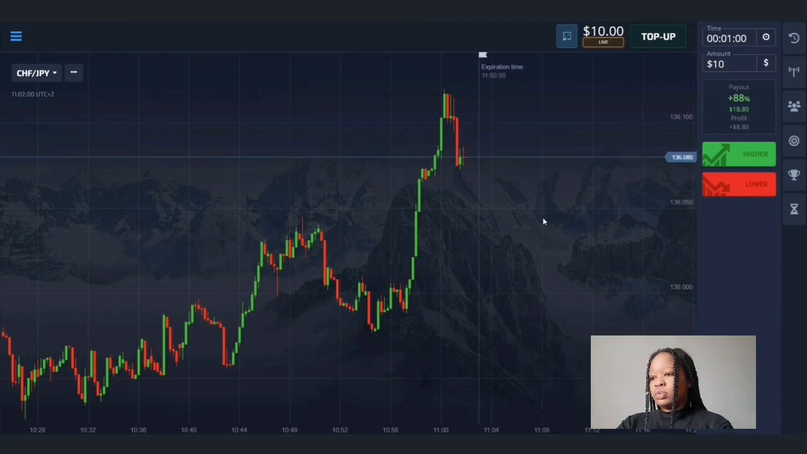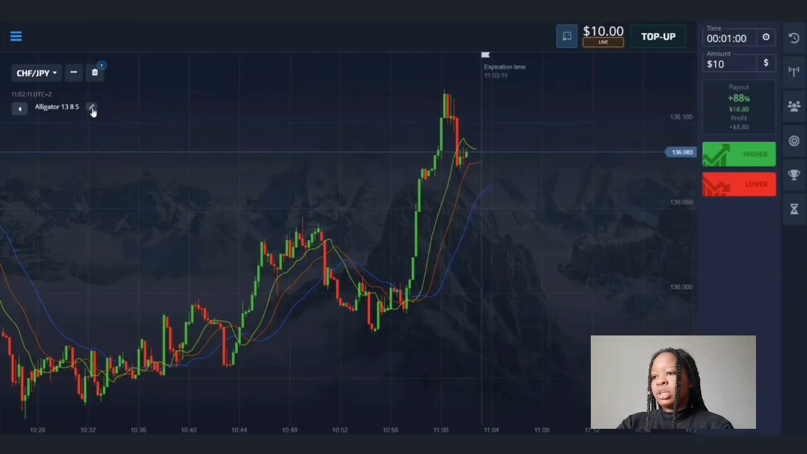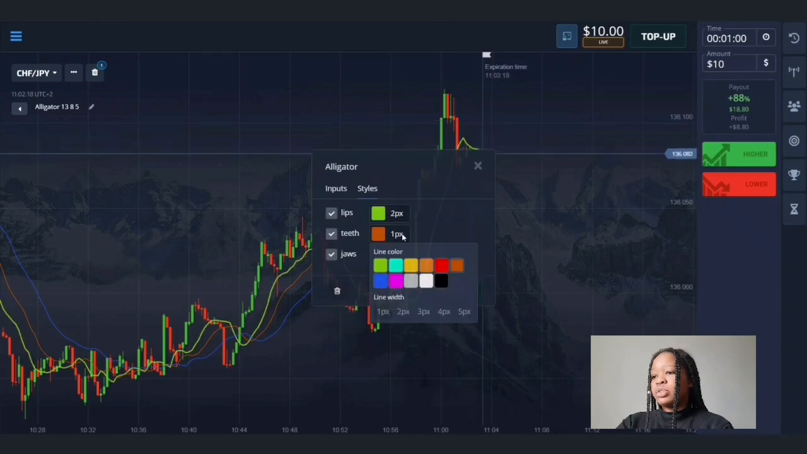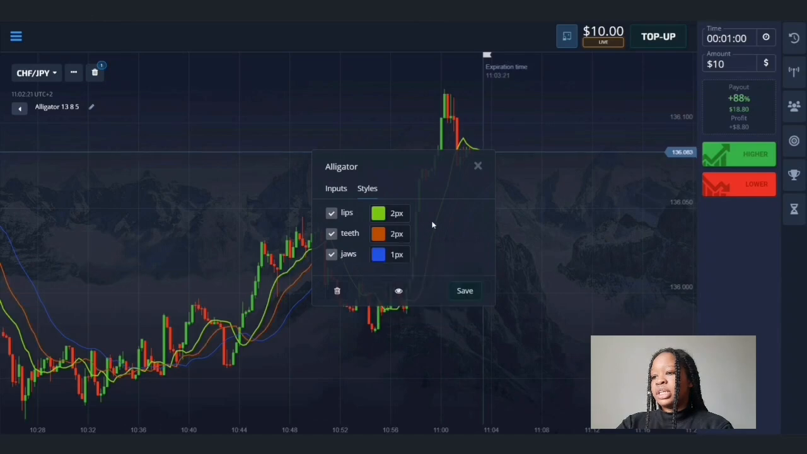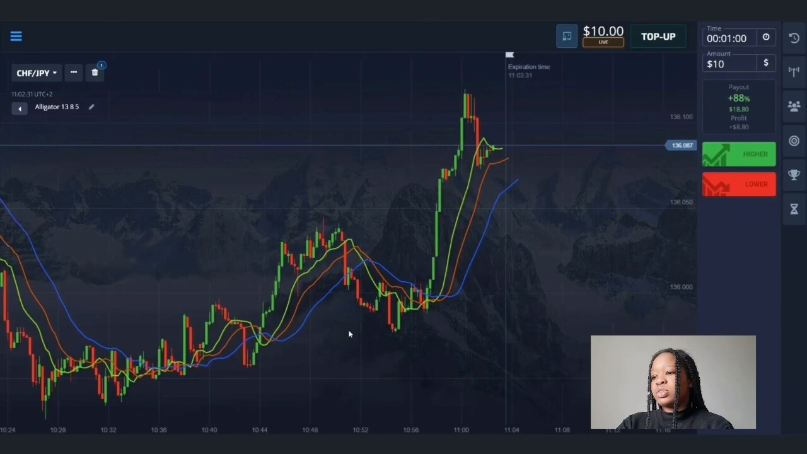So let's start. To switch it on, you need to click this button in the upper left corner, and then in this menu you choose alligator. To configure it, you need to click this button and leave all the values by default, but change the color and the thickness of the moving averages. I'll change the thickness and then click save, and you can see the indicator now on the chart. This indicator consists of 3 moving averages, as you can see.